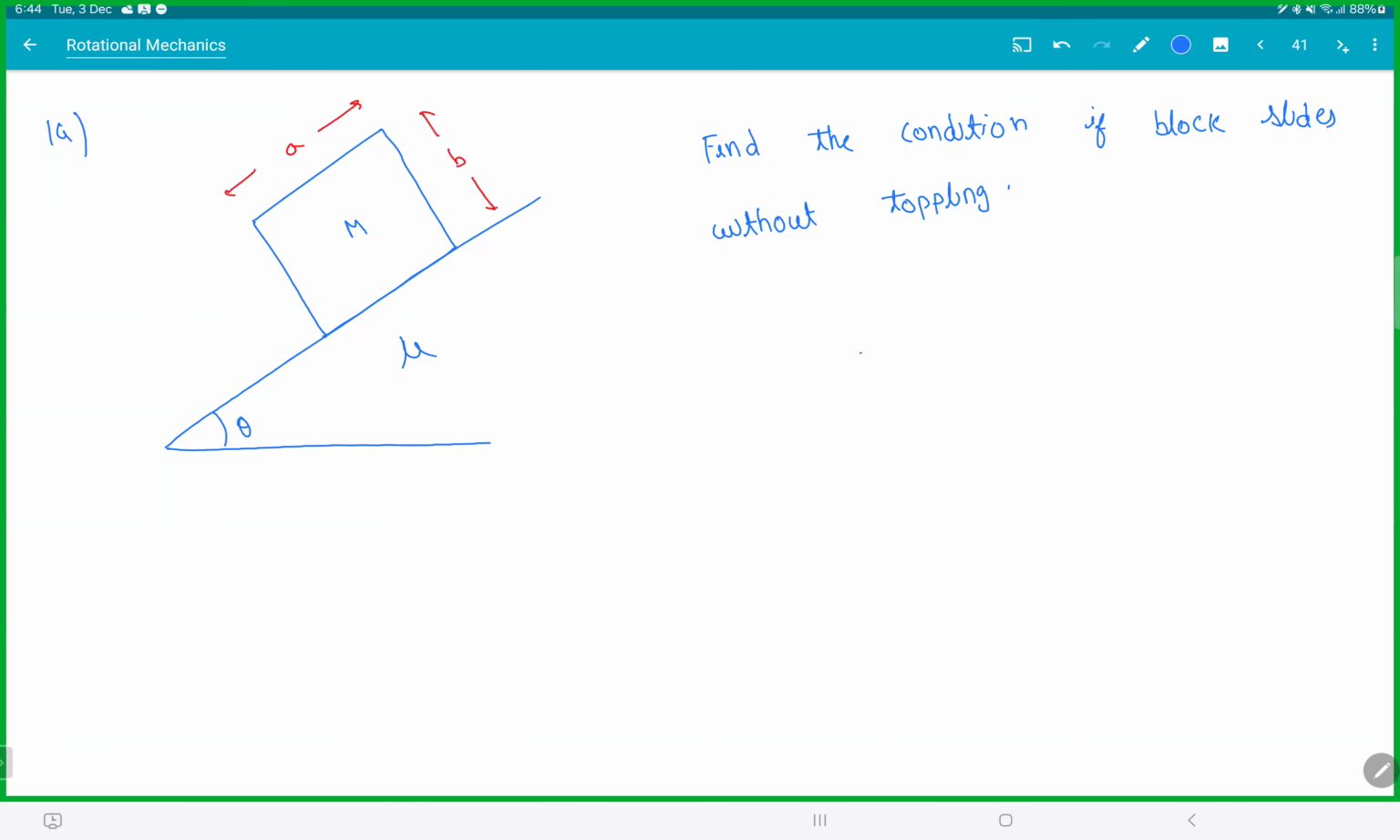I can ask the other way also. Find the condition if the block does not slide, but it topples. It is the same game. You can play either way. But the question is: find the condition if the block slides, but it doesn't topple. Let's get this. Anyone not clear with the question, please ask. Two minutes.